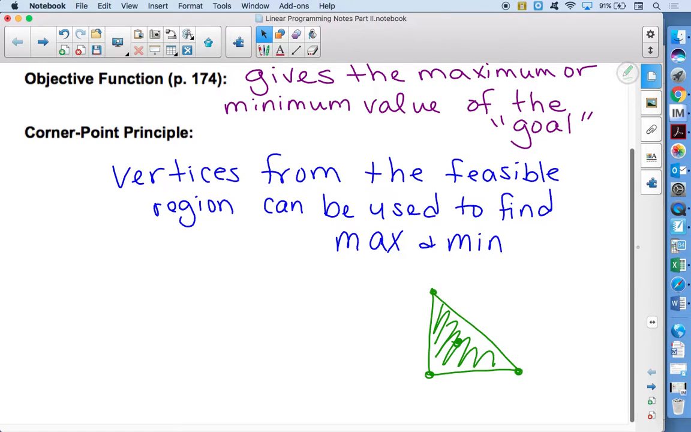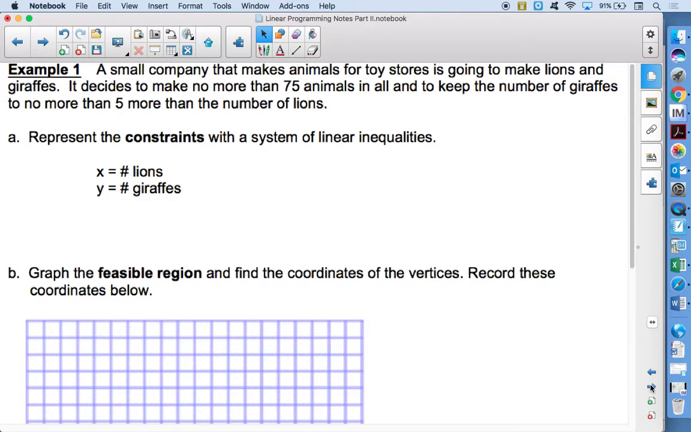So if you look at the first problem, you have 2 problems like this for homework, which to me seems pretty fair. So we're going to go through 2 problems in class, and then you've got 2 to do for homework. In this one here, we are a small company that makes animals for a toy store. And they decide that they're making lions and giraffes.